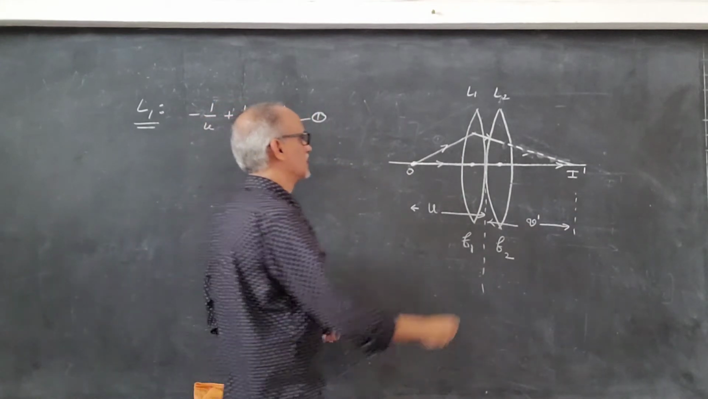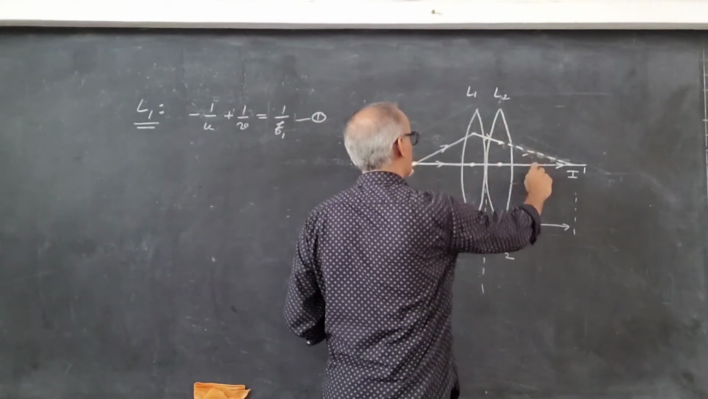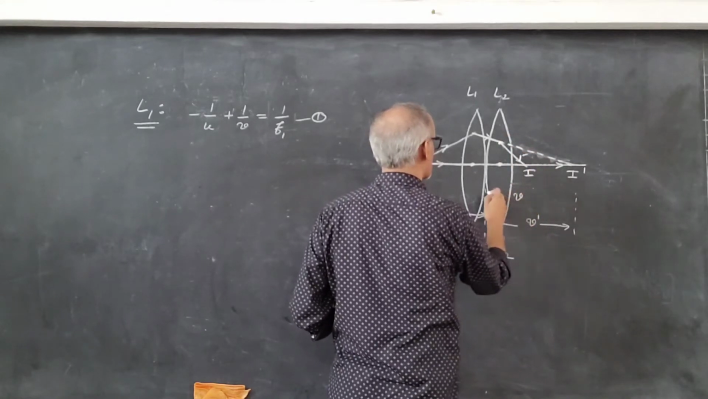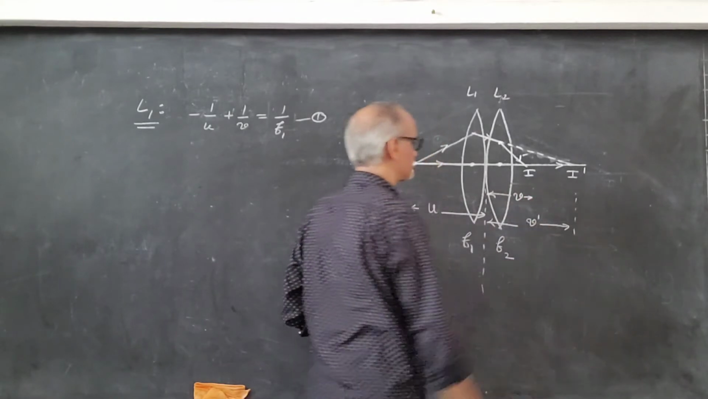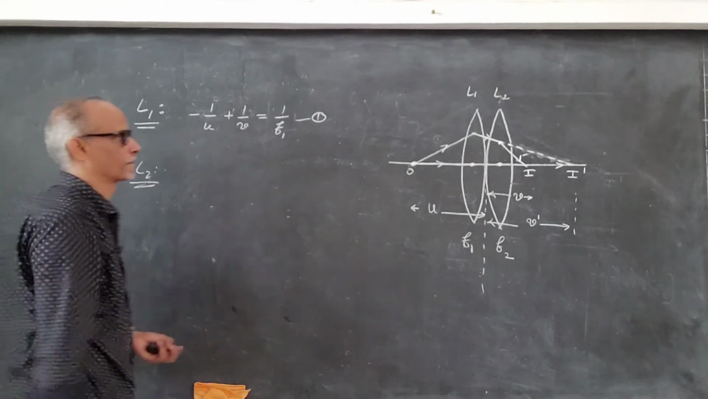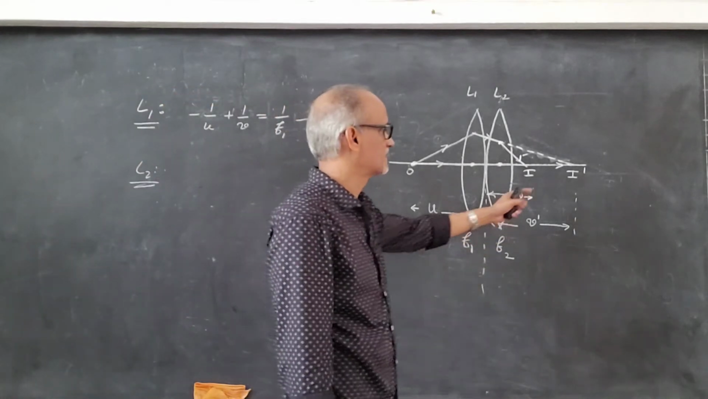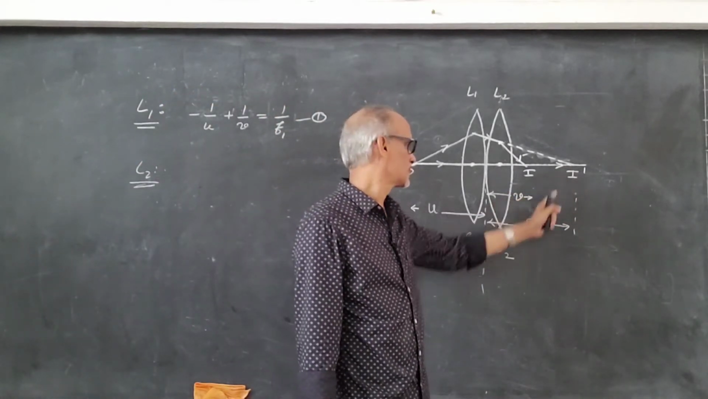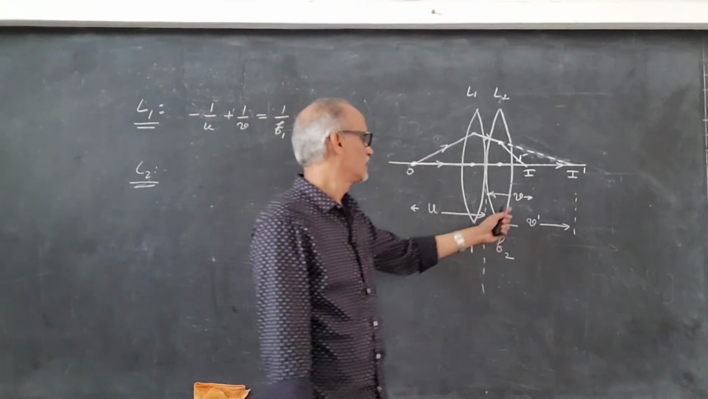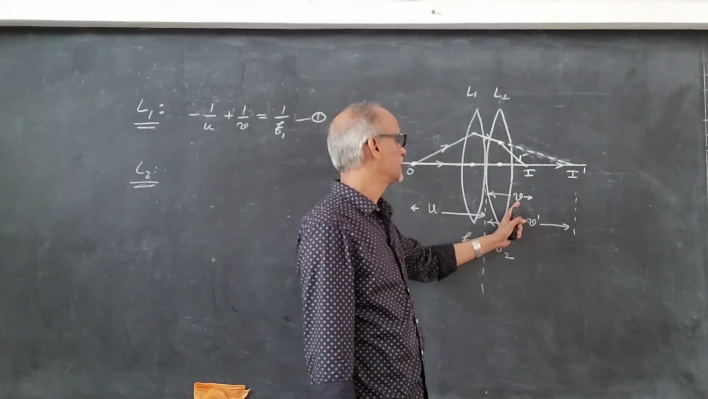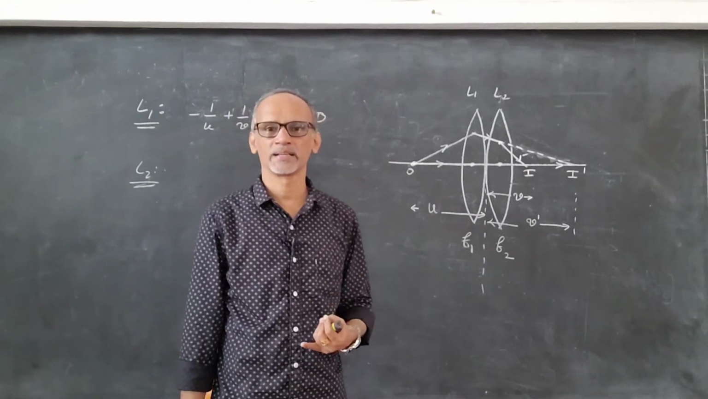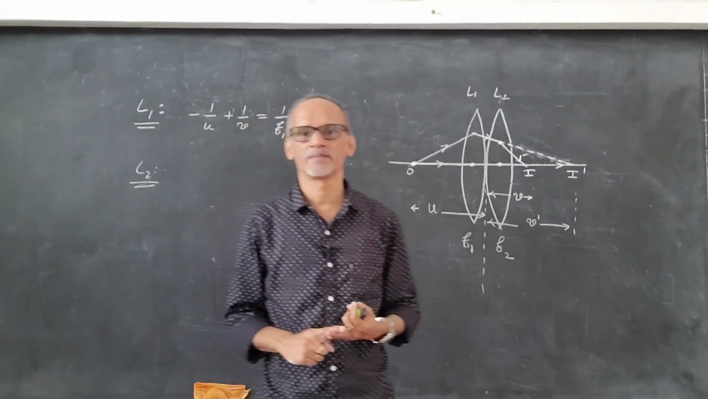Now what happens here: once the ray falls on the second lens, it undergoes further refraction and then it bends and forms the final image I at a distance v from the point of contact. Now for the second lens L2, I dash acts as a virtual object, so that v dash becomes the virtual object distance. V is the final image, a real image, correct, at I. So for refraction through the second lens, I dash is the object and I is the final image.